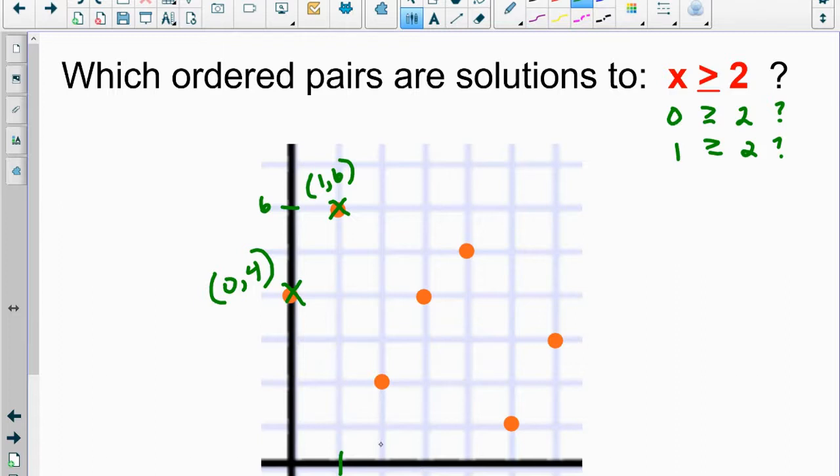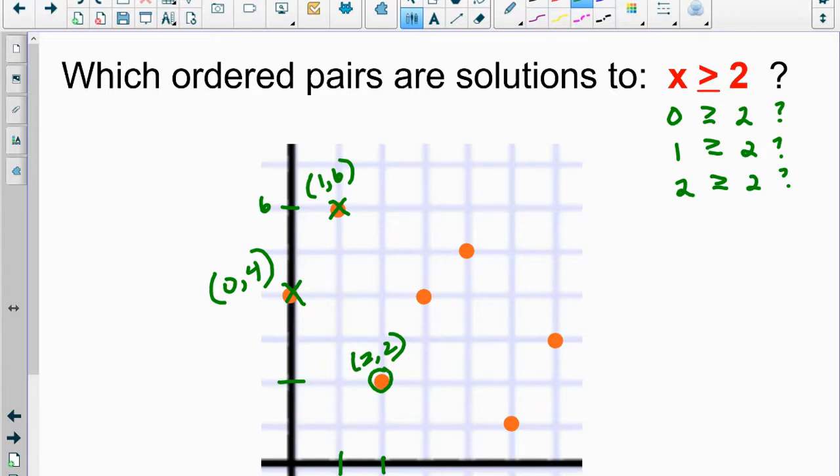Next, as we move left to right, we see that we have an ordered pair at 2, 2. The x coordinate's 2, the y coordinate's 2. So let's check and see if that's a solution to our inequality. When we substitute the x coordinate, we get 2 is greater than or equal to 2. I have two numbers that are the same, but is that a solution to my inequality? Is 2 greater than 2, or is 2 equal to 2? Yes, because 2 is equal to 2. So this is, in fact, a solution.